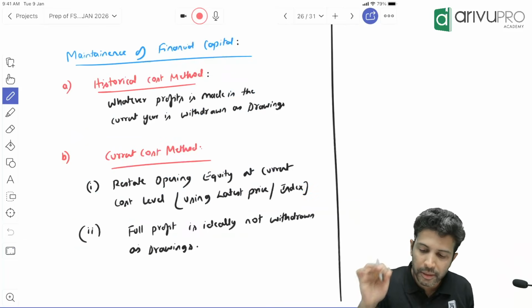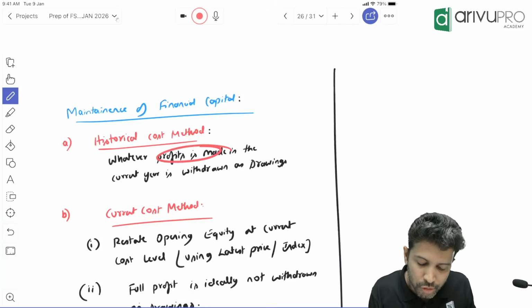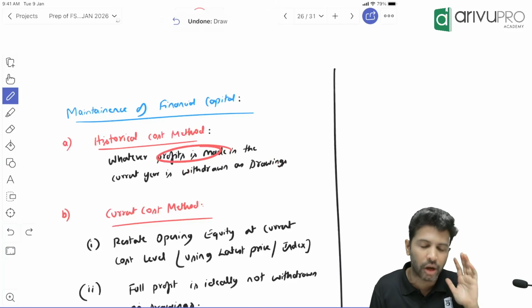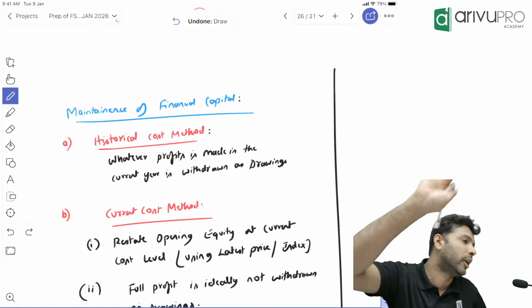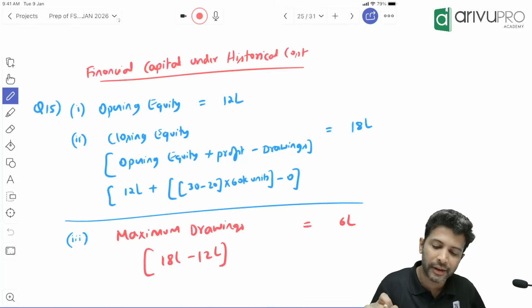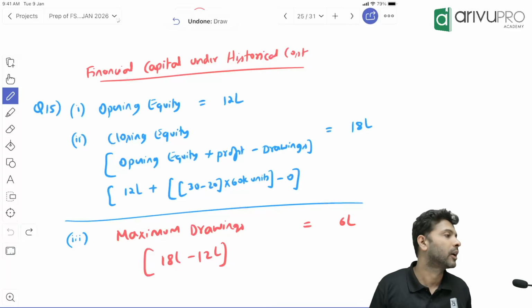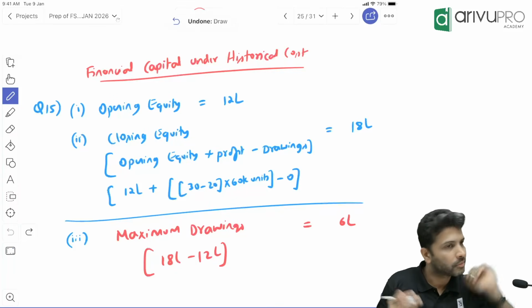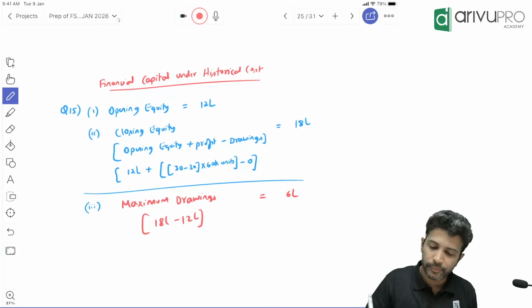That's what we have written as the point here. If you want to maintain the capital at opening level, whatever profits you make in the current year, you will withdraw. You will not retain any profit. You will go on withdrawing. So that way your opening capital itself will become your closing capital, or opening equity itself will become closing equity. Any problem? That's all this question is about. Easy. Okay, write this down.